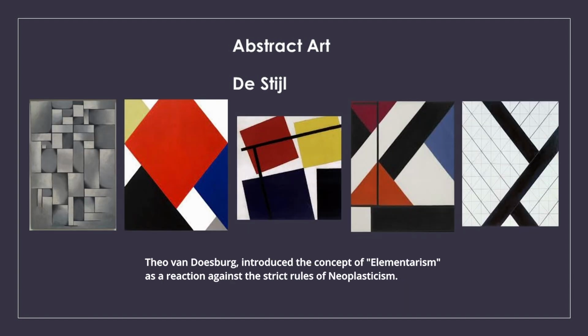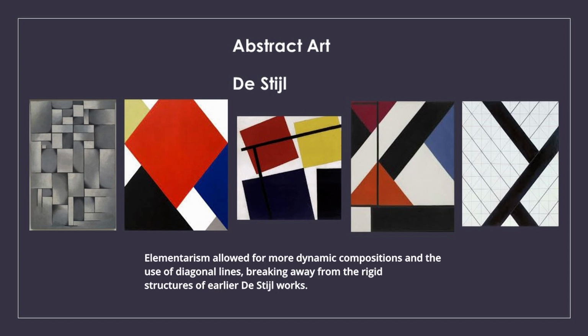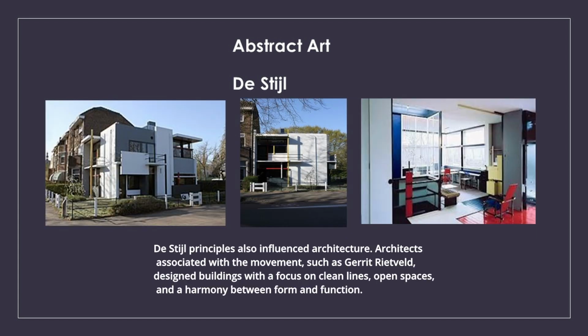Theo van Doesburg introduced the concept of elementarism as a reaction against the strict rules of neoplasticism. Elementarism allowed for more dynamic compositions and the use of diagonal lines, breaking away from the rigid structures of earlier De Stijl works. De Stijl principles also influenced architecture. Architects associated with the movement, such as Gerrit Rietveld, designed buildings with a focus on clean lines, open spaces, and a harmony between form and function.